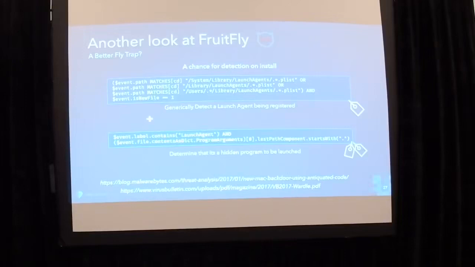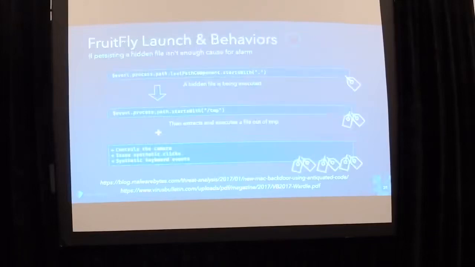Well, that particular launch agent was attempting to launch a hidden file called .client. So it was attempting to launch a hidden file, so that's a little bit more suspicious, right? Why do that? So you tag it with that too, and perhaps that's enough for you, but perhaps it's not. And if it's not and you have to go deeper, you have another chance when that file finally launches. It's going to be launched with process arguments that include a hidden file, right? And then it also extracts and executes a file out of temp.